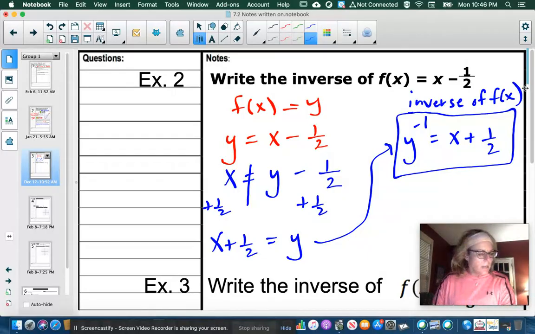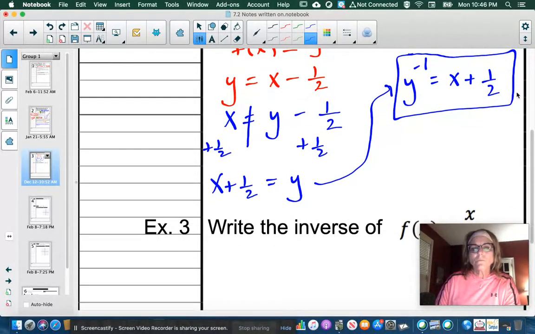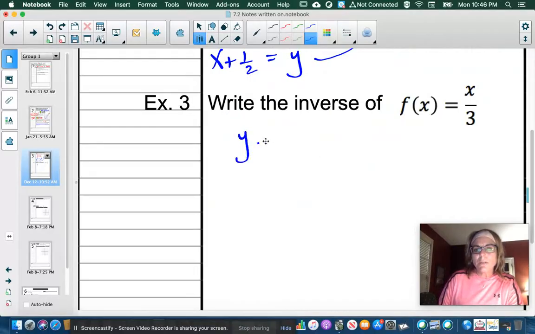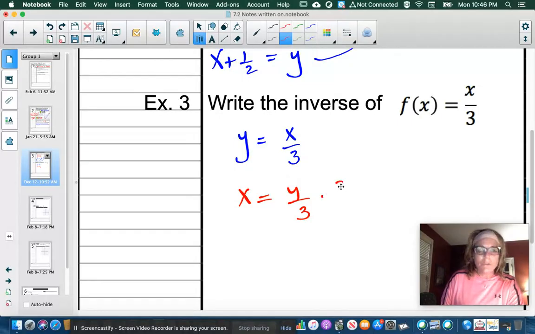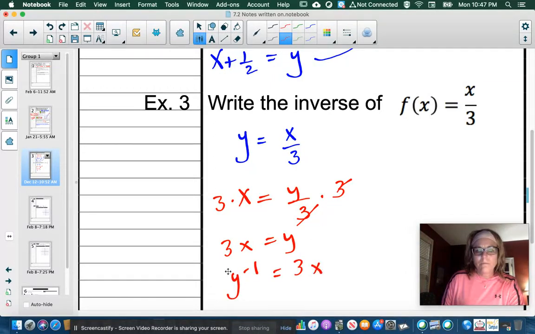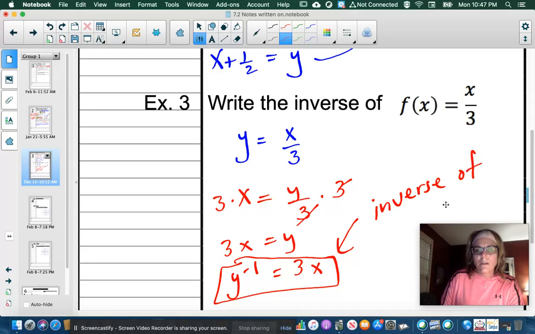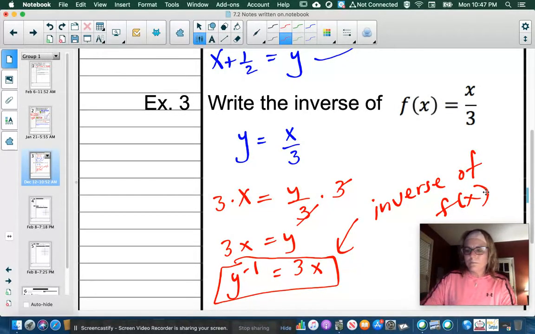All right, next example. Again, I'm going to start by changing f of x to y, switch x and y, and solve for y. So we've got to multiply both sides by 3. They cancel. So we get 3x equals y. I like to put the y on the left side. And we're done. This is the inverse of f of x.